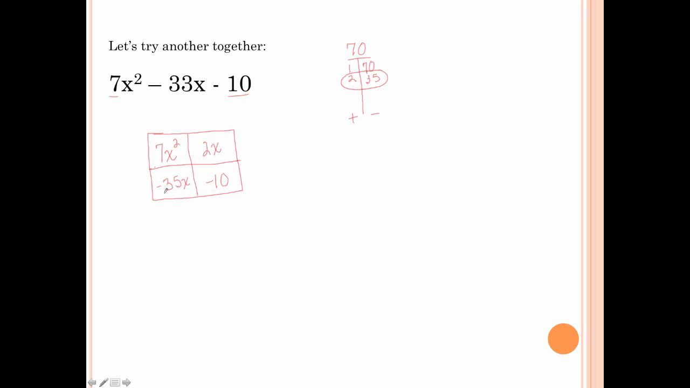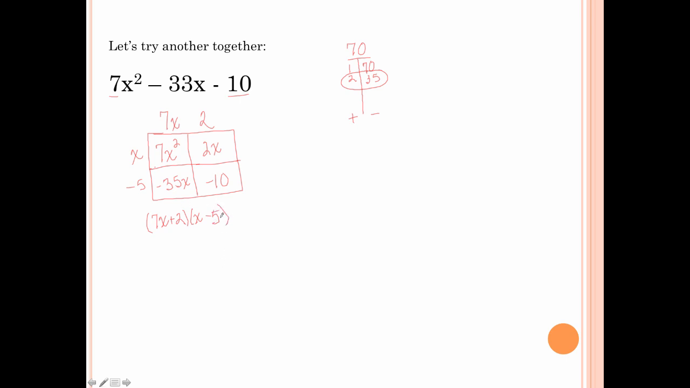So I'm going to find my greatest common factor going in this direction. Well, I see that I've got a 7 that's common to both and an x. So 7x. Going in this direction, I have a 2 that's common to both of them. In this direction, the only thing that's common is my x term. And in this direction, I've got a negative 5 that is common to both of them. So my binomials that multiply to give me this trinomial will be 7x plus 2 times x minus 5.